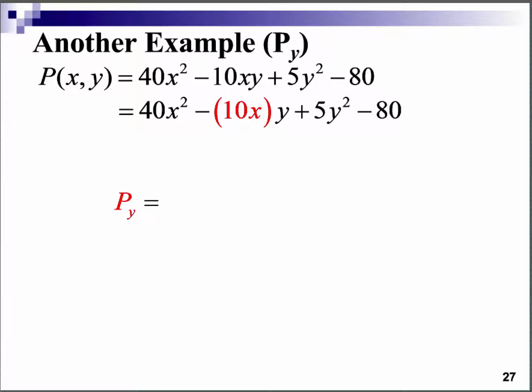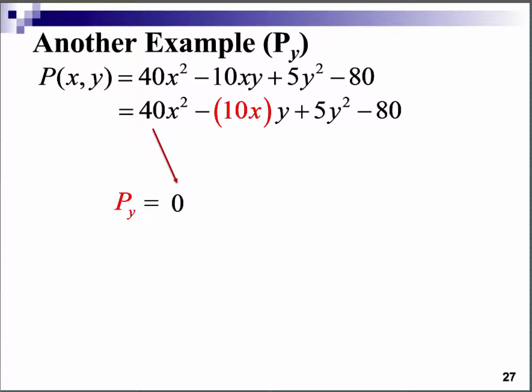40x squared. The derivative of 40x squared is what? You should get 0. Remember, we're taking the partial with respect to y. So x is behaving like a constant. So therefore x squared is a constant. 40 times x squared is also a constant. That whole first term has a derivative of 0 because that whole first term is really just a constant. x is not a variable here.